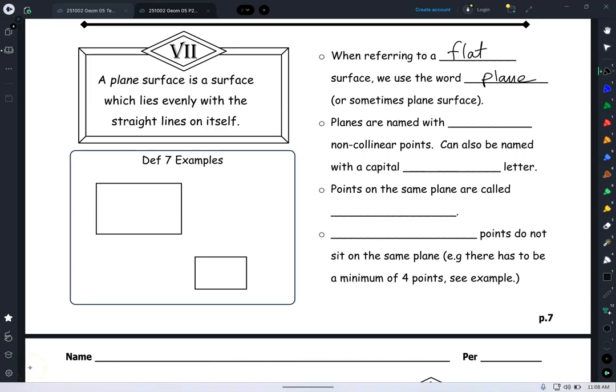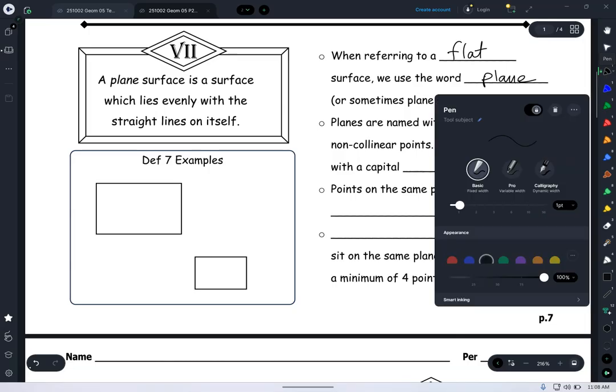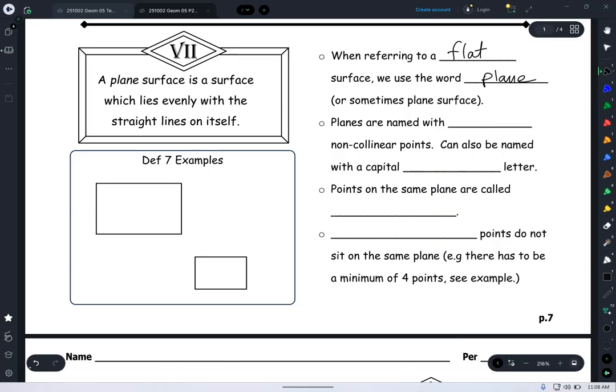All right. So planes, now let's talk about how we name planes. Just like we had to name lines and segments and rays, like on your last test, right? You had to have the right symbol above two letters, because it's always two points to name a line, segment, or ray. Hopefully that's what you put on your test. Okay, so planes are named with three non-collinear points.